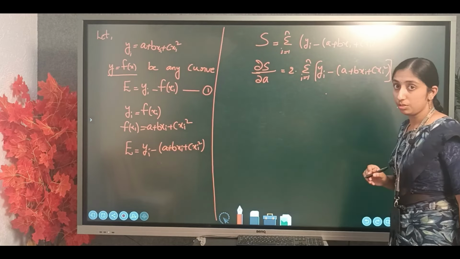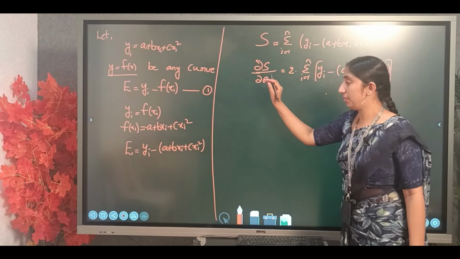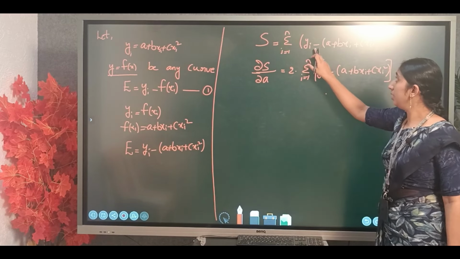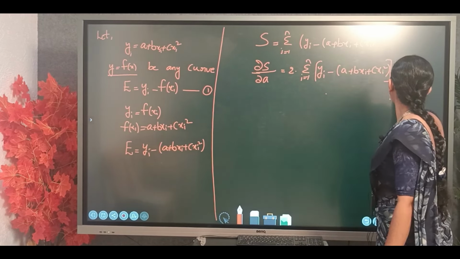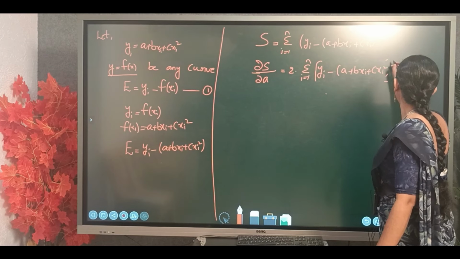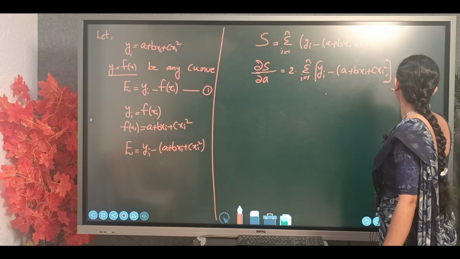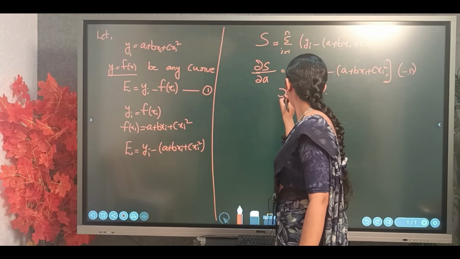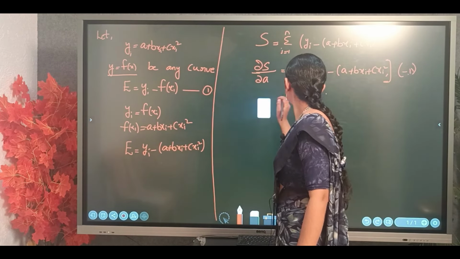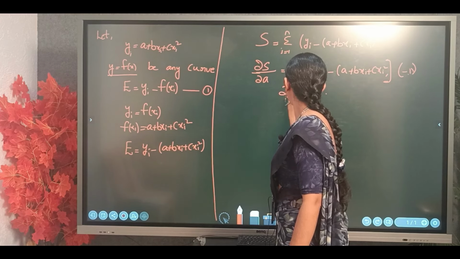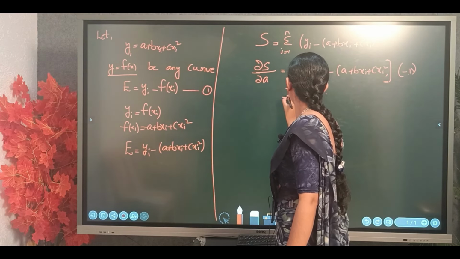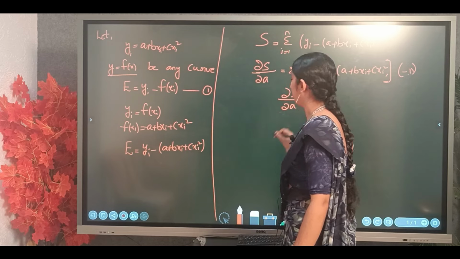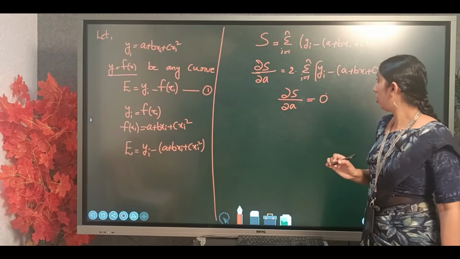But here we are doing partial differentiation with respect to a. Is there any a term here? Yes, here minus a. So when we differentiate we get minus 1. So here another condition is there. You have to equate dou S by dou a is equal to 0. Then only you get a normal equation.